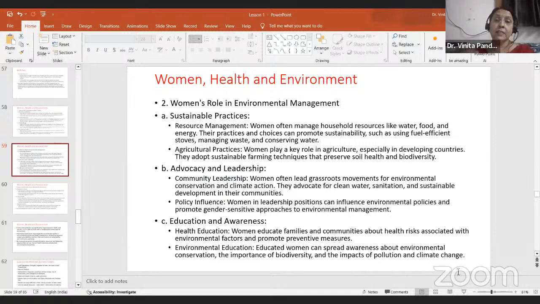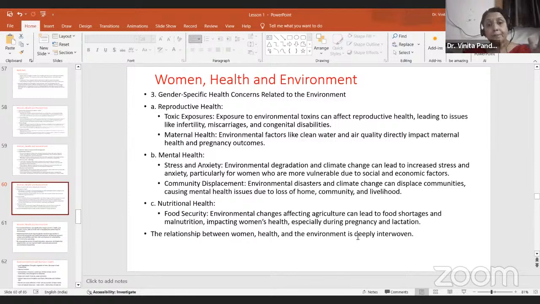And even yesterday, I was also talking about ecofeminism and how women can be very, very important in advocacy and leadership, and how education and awareness can go a long way in addressing this. So this is where I stopped till yesterday, and I started with this particular slide also.